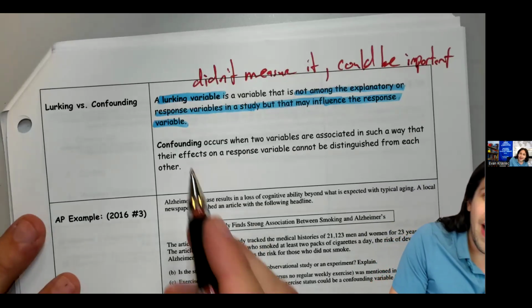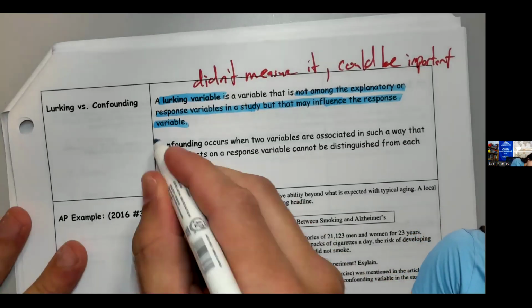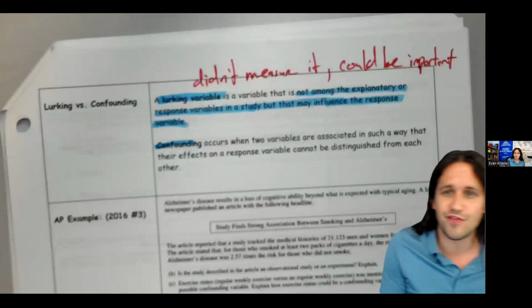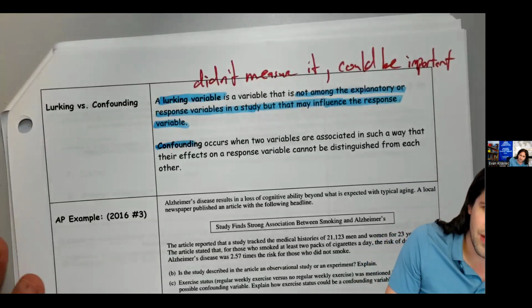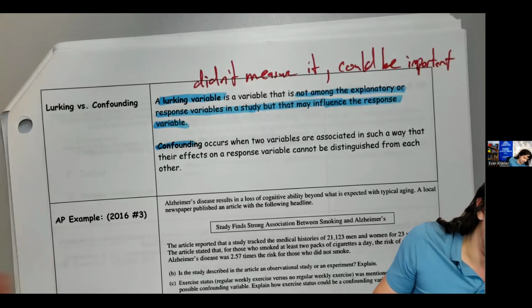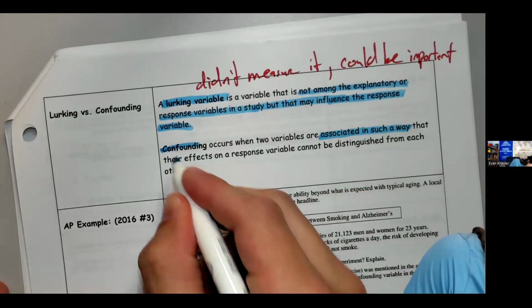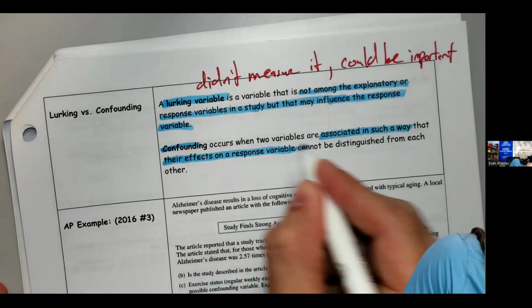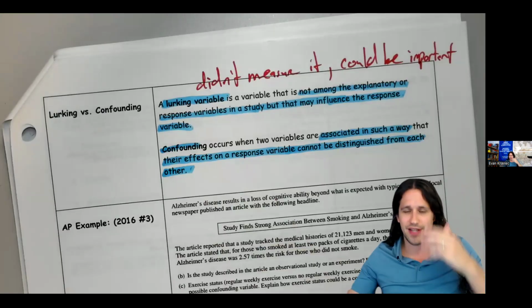What else do we got? We have a higher bar here. The second thing is called confounding. Confounding looks like it could be confused. Confounding occurs when two variables are associated in such a way that their effects on a response variable cannot be distinguished from each other. And what the heck is that talking about?